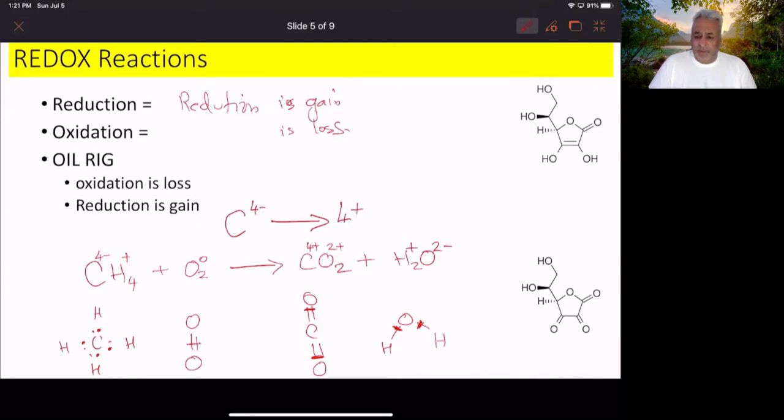You'll notice that the molecule here has hydroxides, and the molecule down here only has oxygens. So pertaining to the carbons here and here, what's happened to this molecule? Which is the oxidized form and which is the reduced form, right? So OIL RIG will help you, and the addition of oxygen should give you an idea of what's happening.